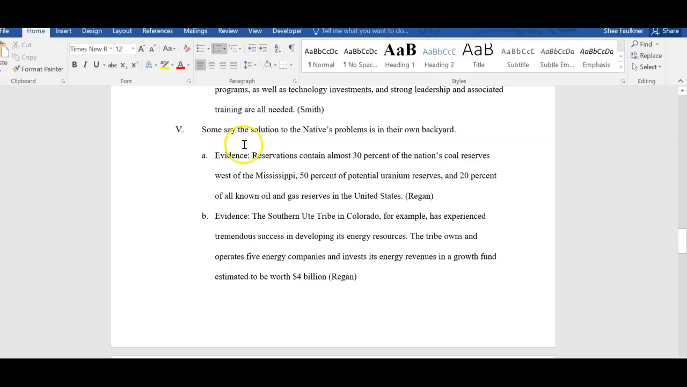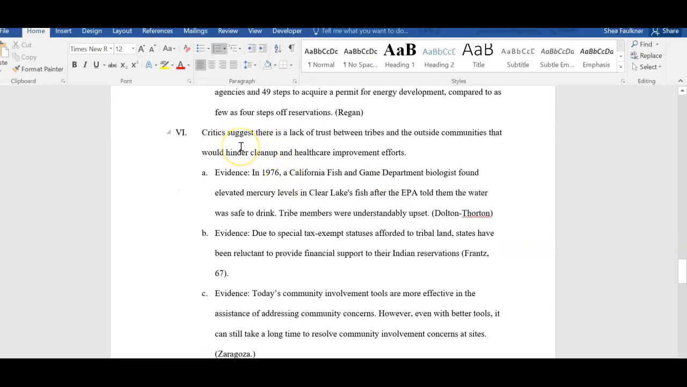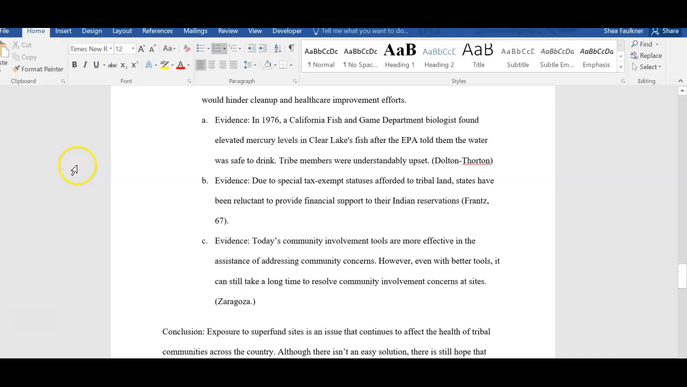Then he gets into his counter argument and refuting it. Some say solution to natives' problems is in their own backyard. In other words, it's not the government's problem to solve, that Native Americans should be taking care of this, and he provides his research there. But then he goes on to another paragraph here that says critics suggest there's a lack of trust between tribes and the outside communities that would hinder cleanup and healthcare. So again, he's still talking about counter arguments, and he's going to refute that with evidence.